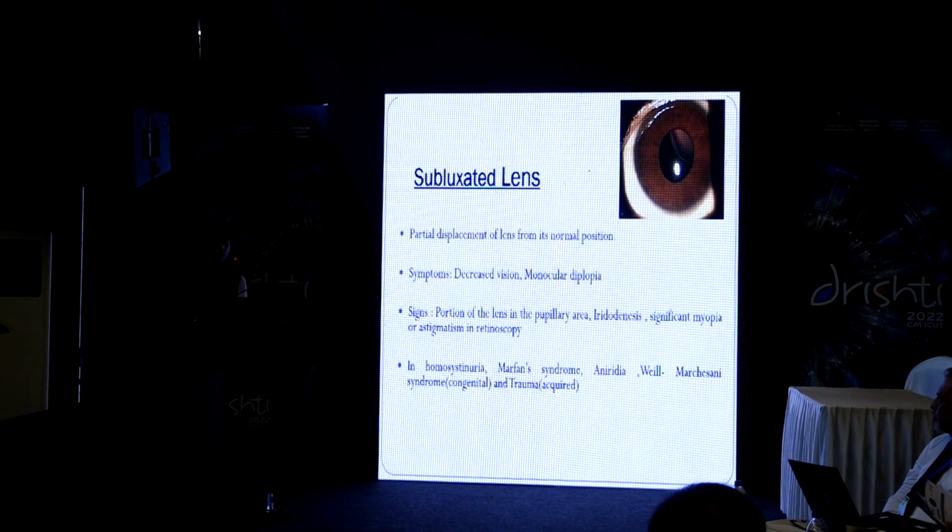The next important condition is subluxated lens. Here the lens will be partially displaced from the pupillary area. That would be varying; it may be displaced from a large portion, or it may be partial. In these conditions we will get two types of refraction: a high myopic refraction, and also an aphakic refraction, that is a high plus refraction. So the patient will complain of defective vision and also monocular diplopia due to these two kinds of refraction.